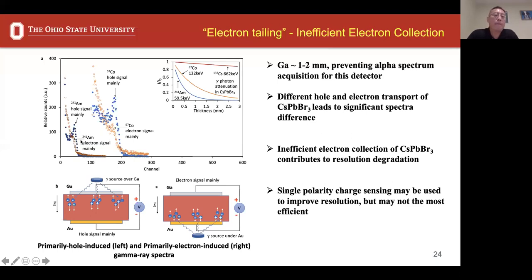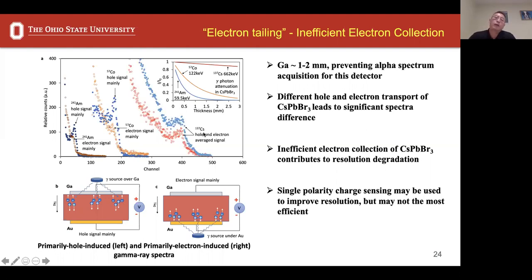This is for 59.9 keV, the gamma ray from americium-241. Let's look at cobalt-57. Cobalt-57 energy is higher, so it's going to penetrate a little bit deeper into the material. So the difference between electron- and hole-induced spectra will not be as significant as with americium-241. In this case, the electron will produce a smaller peak, much worse than what the hole-induced spectrum has been able to produce.